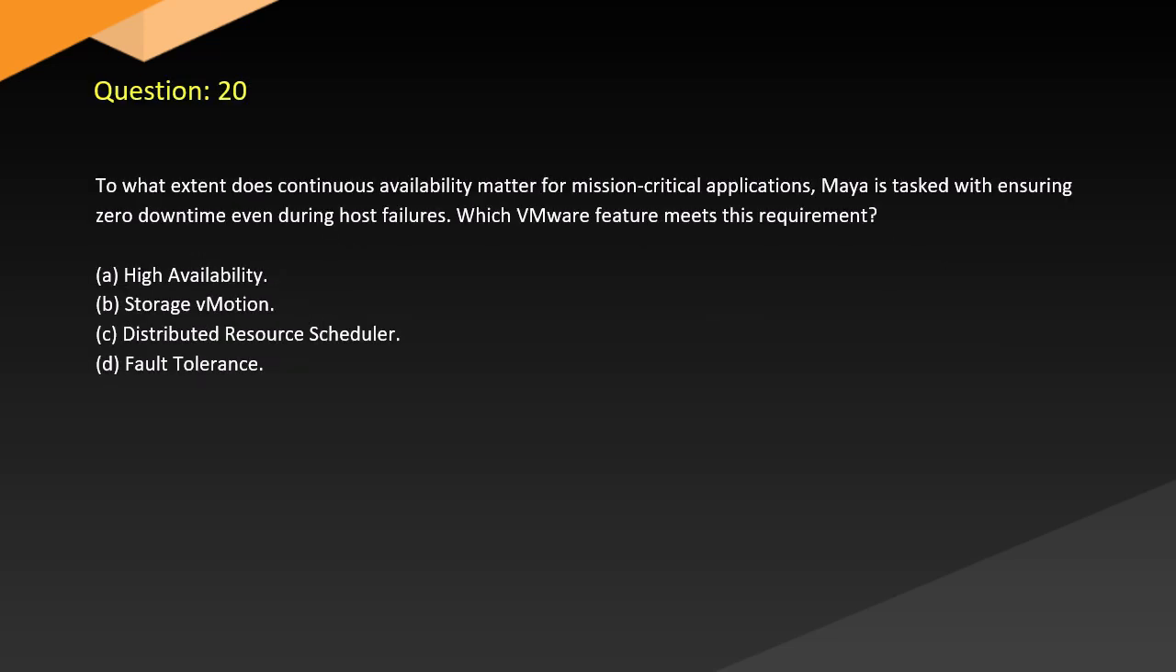Question 20. To what extent does continuous availability matter for mission-critical applications? Meyer is tasked with ensuring zero downtime even during host failures. Which VMware feature meets this requirement? A. High availability. B. Storage vMotion. C. Distributed resource scheduler. D. Fault tolerance.